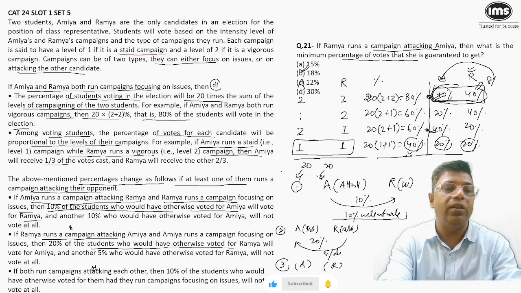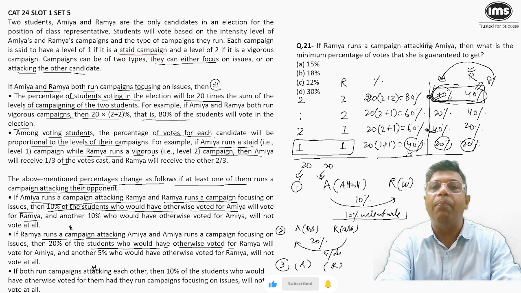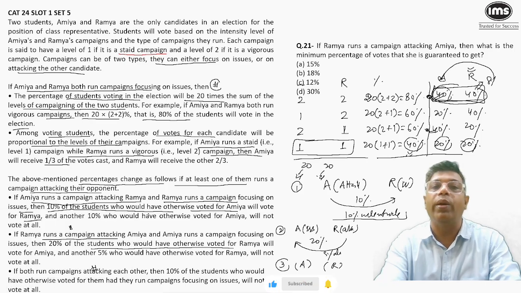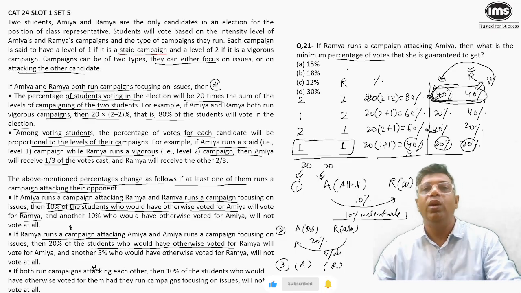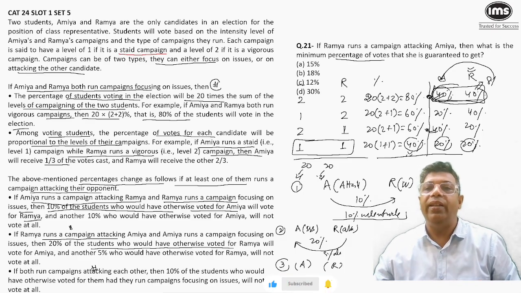Let me erase a few things so that we can read it a little more clearly. So now it says, if Ramya runs a campaign attacking Amya. Similar to the previous question, Ramya is making an attacking campaign. Okay, great. Then what is the minimum percentage of vote that she is guaranteed? Now you have to figure out the minimum percentage that Ramya is going to get.